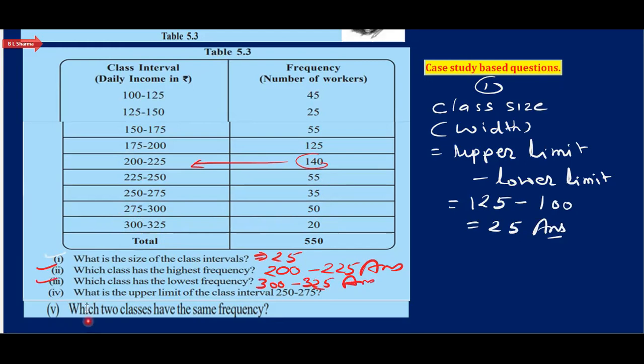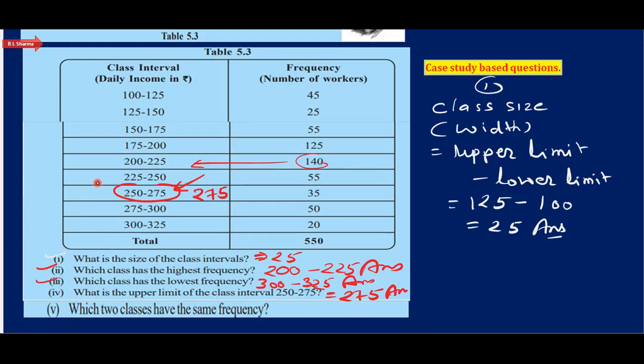And the fourth part of this question is, what is the upper limit of the class interval 250 to 275? 250 and 275. What is the upper limit? Upper limit is 275. So 275 is the upper limit of this class. That is the answer of the fourth part.